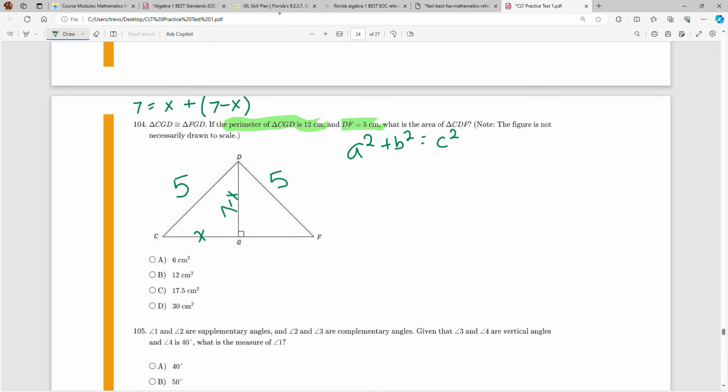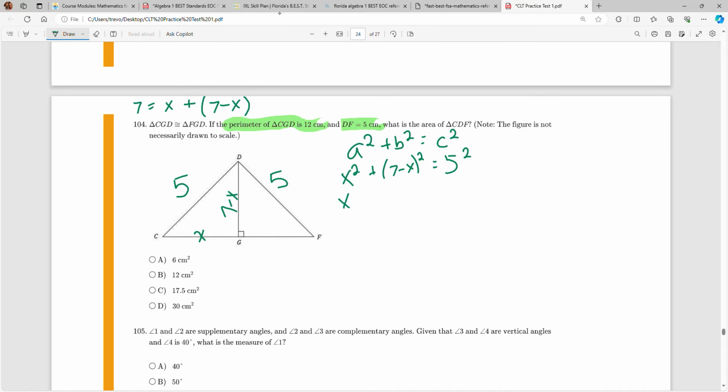So these sides are my a and b, right? It doesn't really matter which is which, because we just need to find the area of the triangle, and we can make it work either way. So a and b are my unknown sides. So x squared plus (7 minus x) squared equals our hypotenuse squared, which is 5 squared. And now I need to clean this side up and find out what my zeros are.